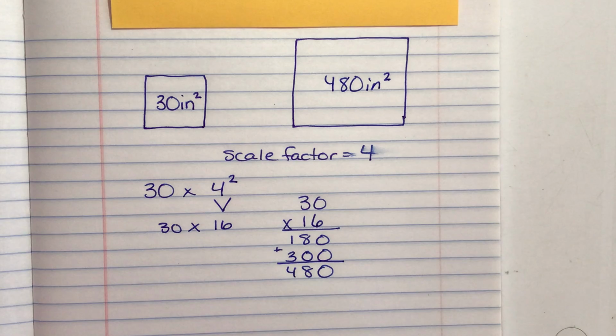So does that make a little bit more sense? Yes. So when they want the new area, we take the scale factor, we have to square it first, okay? If they want the new side length, then we just multiply it by the scale factor. So new area, we square it first. New side length, we just multiply. Does everyone understand the difference? You will need to know that for the test.